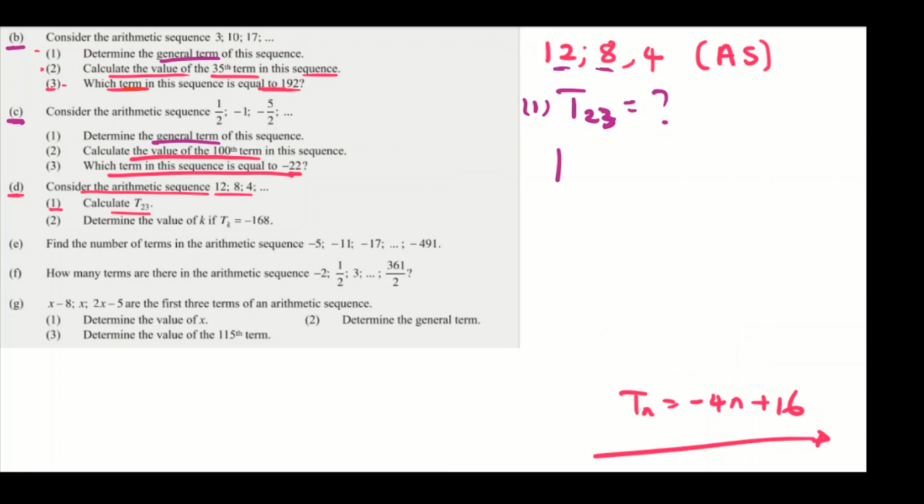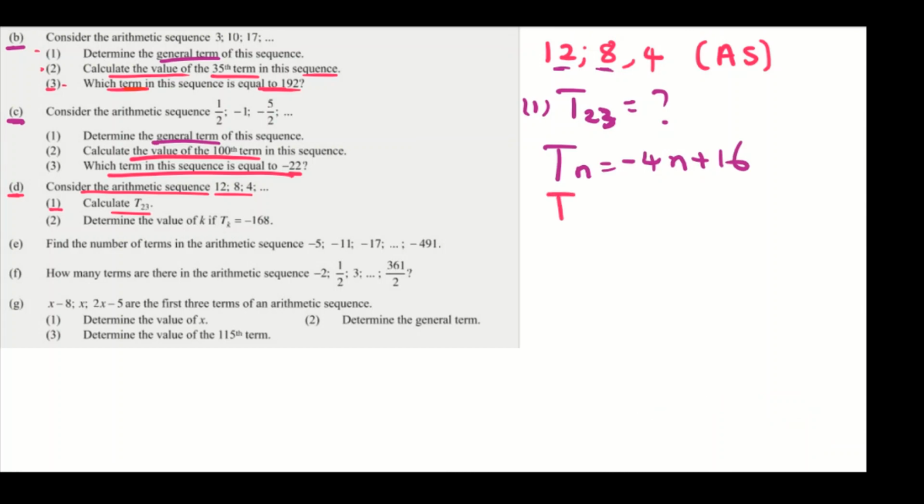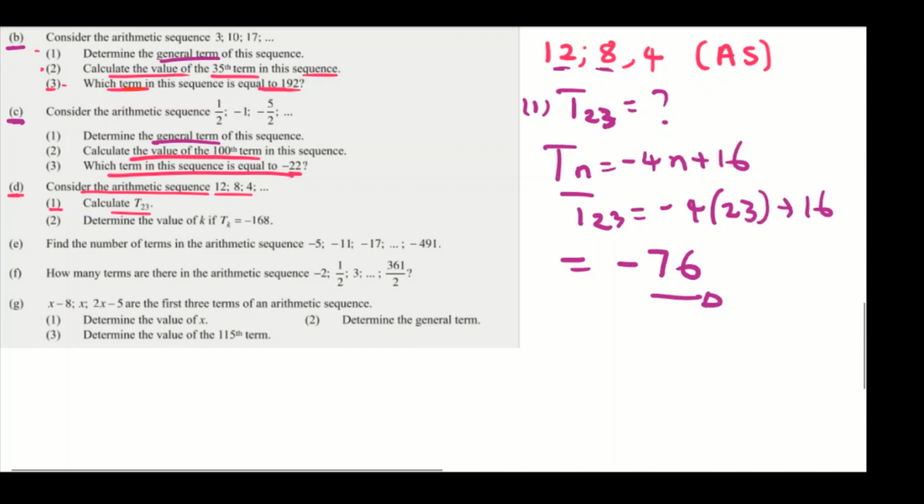So what we'll do is we have t n is equal to -4n plus 16, and then we're going to substitute t of 23. Let me just write this properly. T of 23 is equal to -4 times 23 plus 16. Just punch that in your calculator and tell me what you're getting. What I'm getting in my calculator is -76. So this is going to be the answer for this first part of the question.